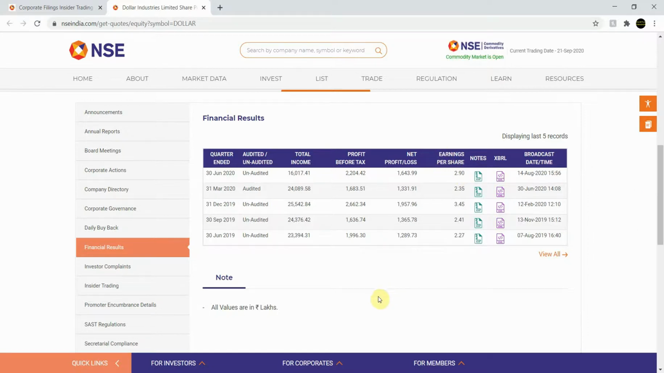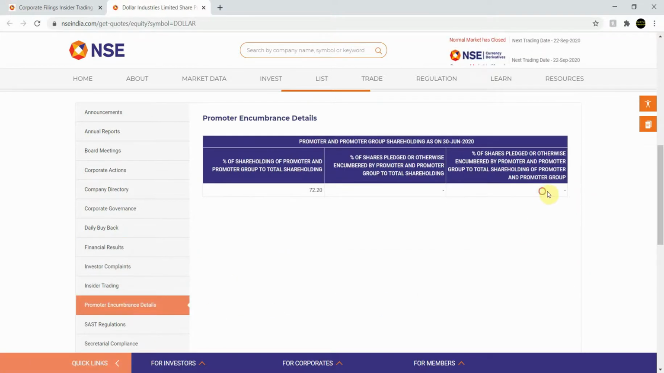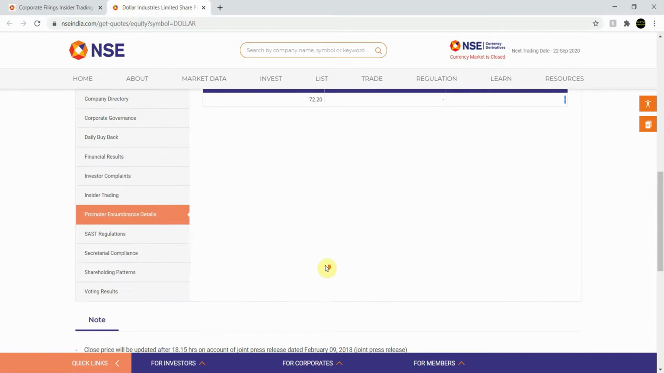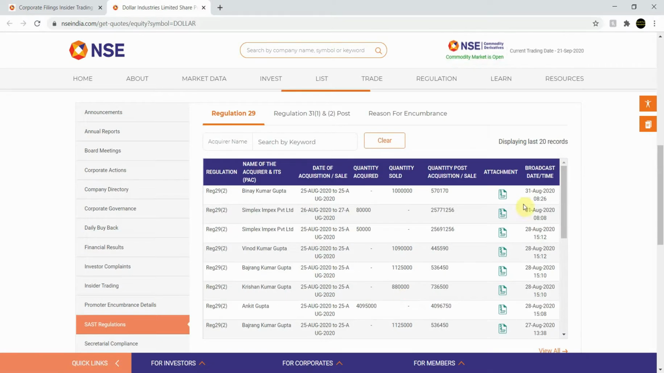Okay, so let's start the analysis with the Dollar symbol. As we can see, the financial results is positive, so it fits into that. Let's next check the promoter encumbrance. Promoter encumbrance shows that 0% pledging of shares is done. Next on the list is SAST regulation.